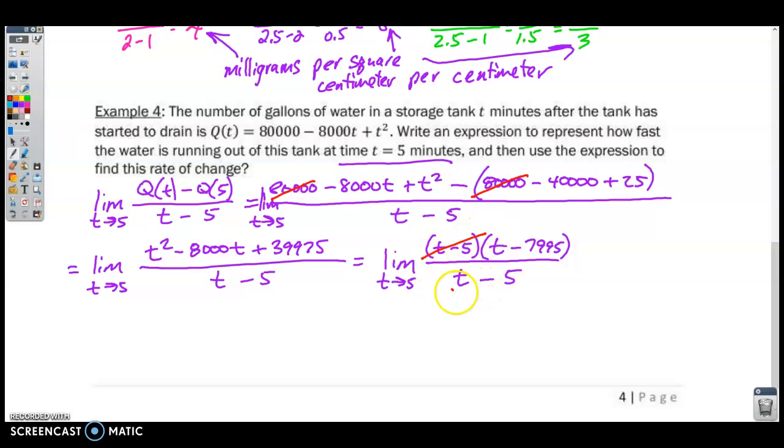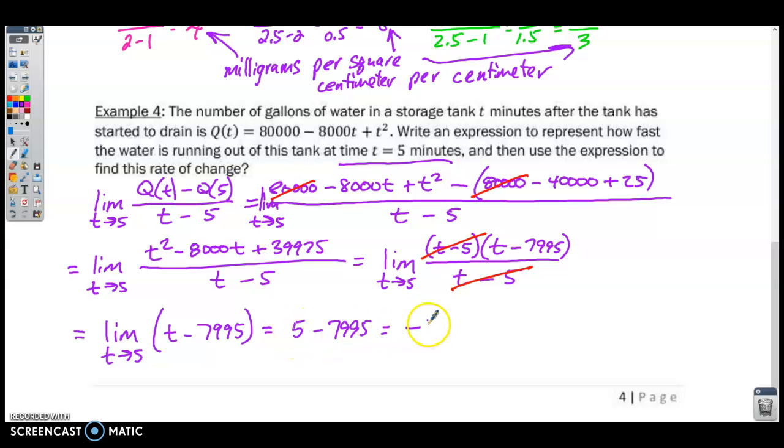And now we'll cancel out the common factors from the numerator and the denominator. And this becomes equal to the limit as T approaches 5 of the quantity T minus 7,995. We substitute in, and we end up with negative 7,990. And my units: my numerator here was the number of gallons of water, and my denominator was my unit of time. So our unit for our final answer here is going to be gallons per minute.